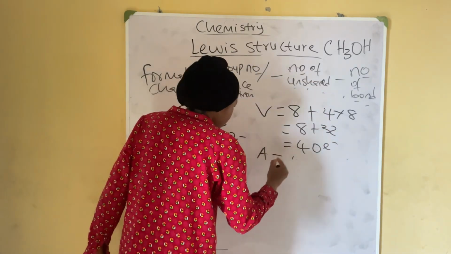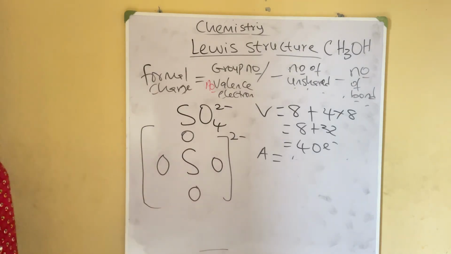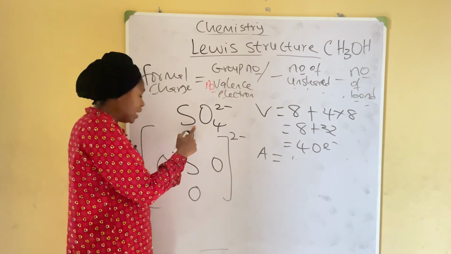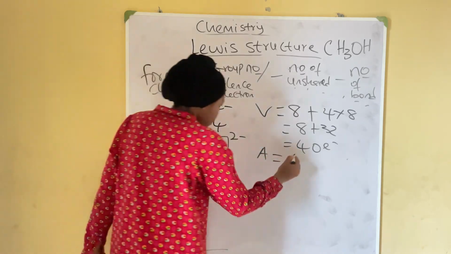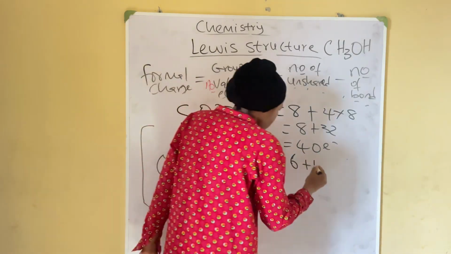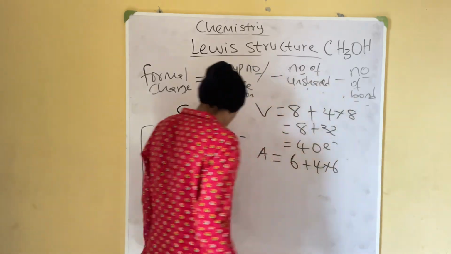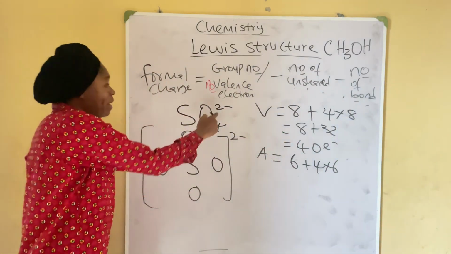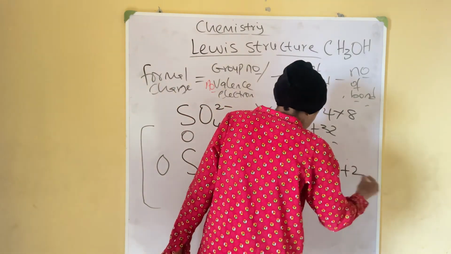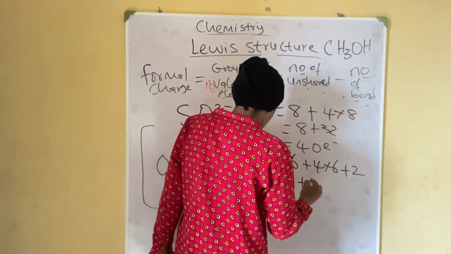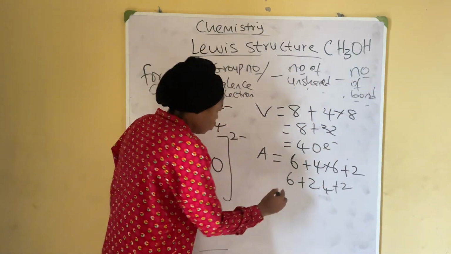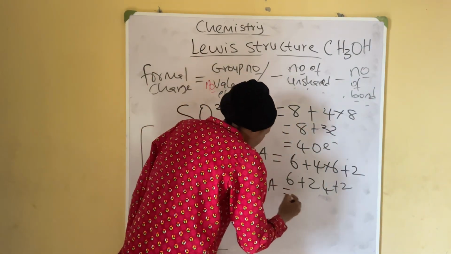What are our available electrons? The valence electron of sulfur is 6. Oxygen is also 6. So 4 atoms of oxygen, 4 times 6. Remember the charge is minus, so you have to add it, plus 2. 6 plus 24 plus 2. That would be 32. So available electrons is 32.